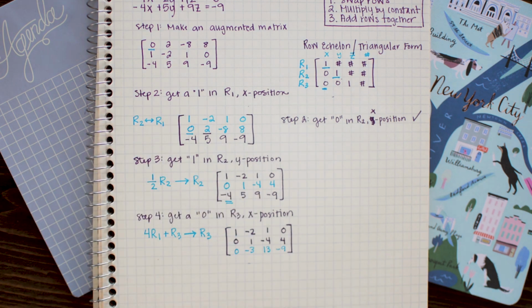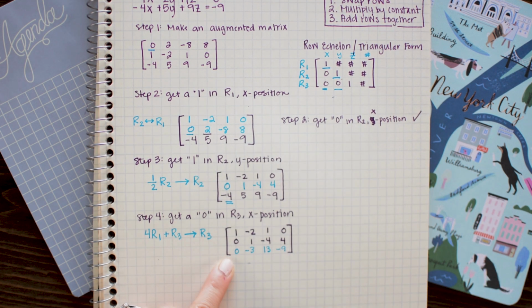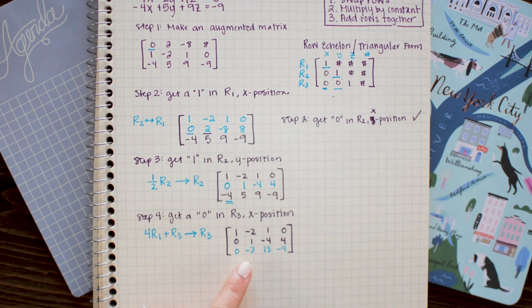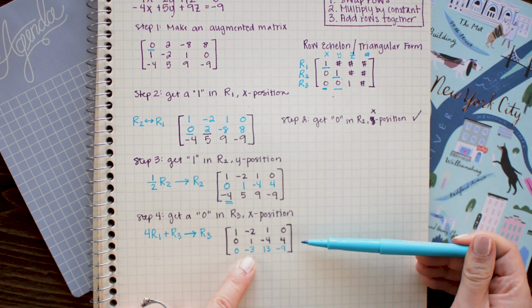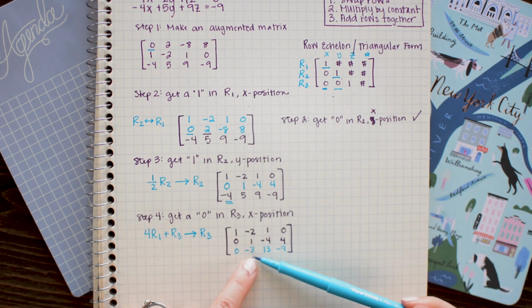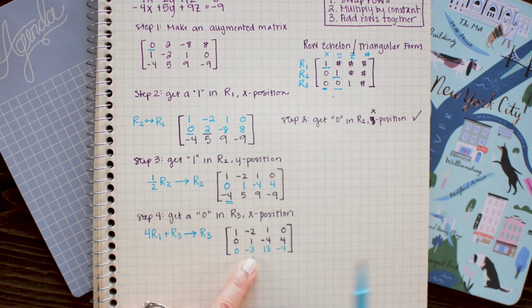All right, so we have succeeded at getting a 0 in row 3 x position. Looking back at where we're going, we want to also get a 0 in the y position of row 3. So that is where this negative 3 is right now. Now, as you can tell, we're working very strategically through this matrix, so it won't be too hard to get a 0 here. All I have to do is take 3 of row 2 and add it to row 3 because I have a 1 right here. So 1 times 3 is 3, plus negative 3 is 0. So that's how I know I want to take 3 of the second row and add it to the third row.